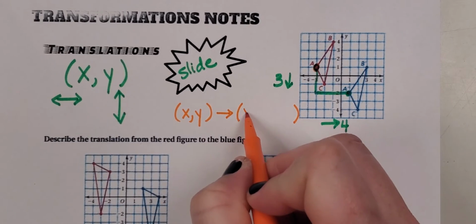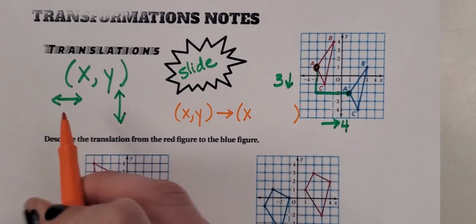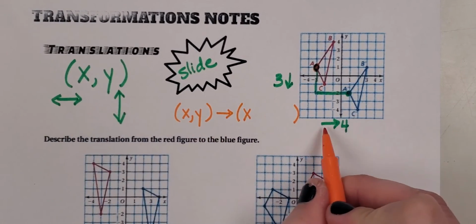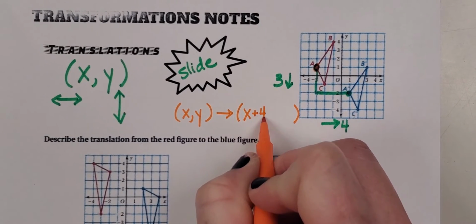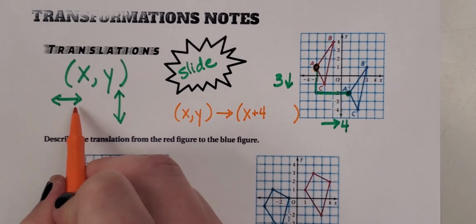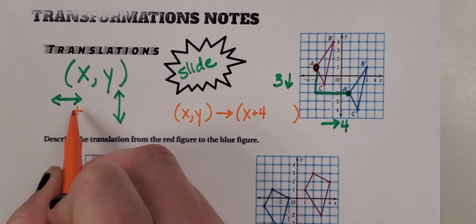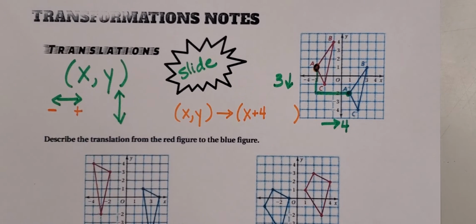So my X coordinate deals with all of my left or right numbers. So since I'm going to the right, that means I'm going to be adding 4. So if I go to the right, it's adding. If I go to the left, it would be subtracting.